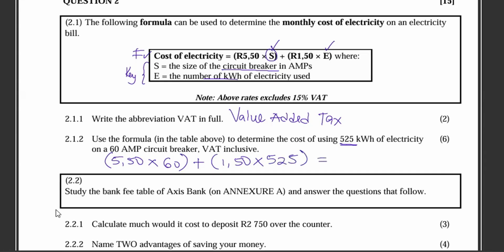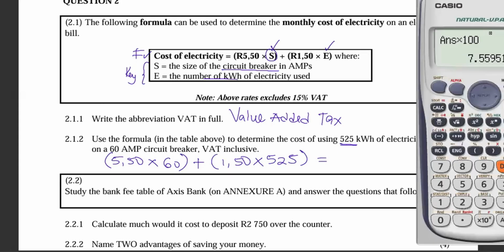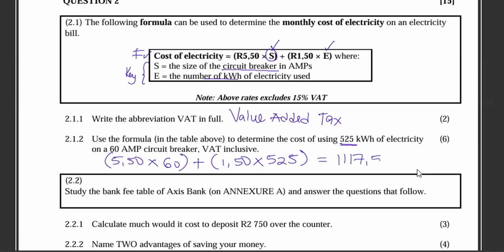Put this in the calculator and you find out the answer you get. So we are saying, open brackets, 5 rand 50 cents times 60, close brackets, plus, open brackets, 1 rand 50 cents times 525, close brackets. So we end up having the answer as 1,117 rands 50 cents. So this is excluding VAT. The question wants you to include VAT. How do we include VAT? Multiply by 1,15.